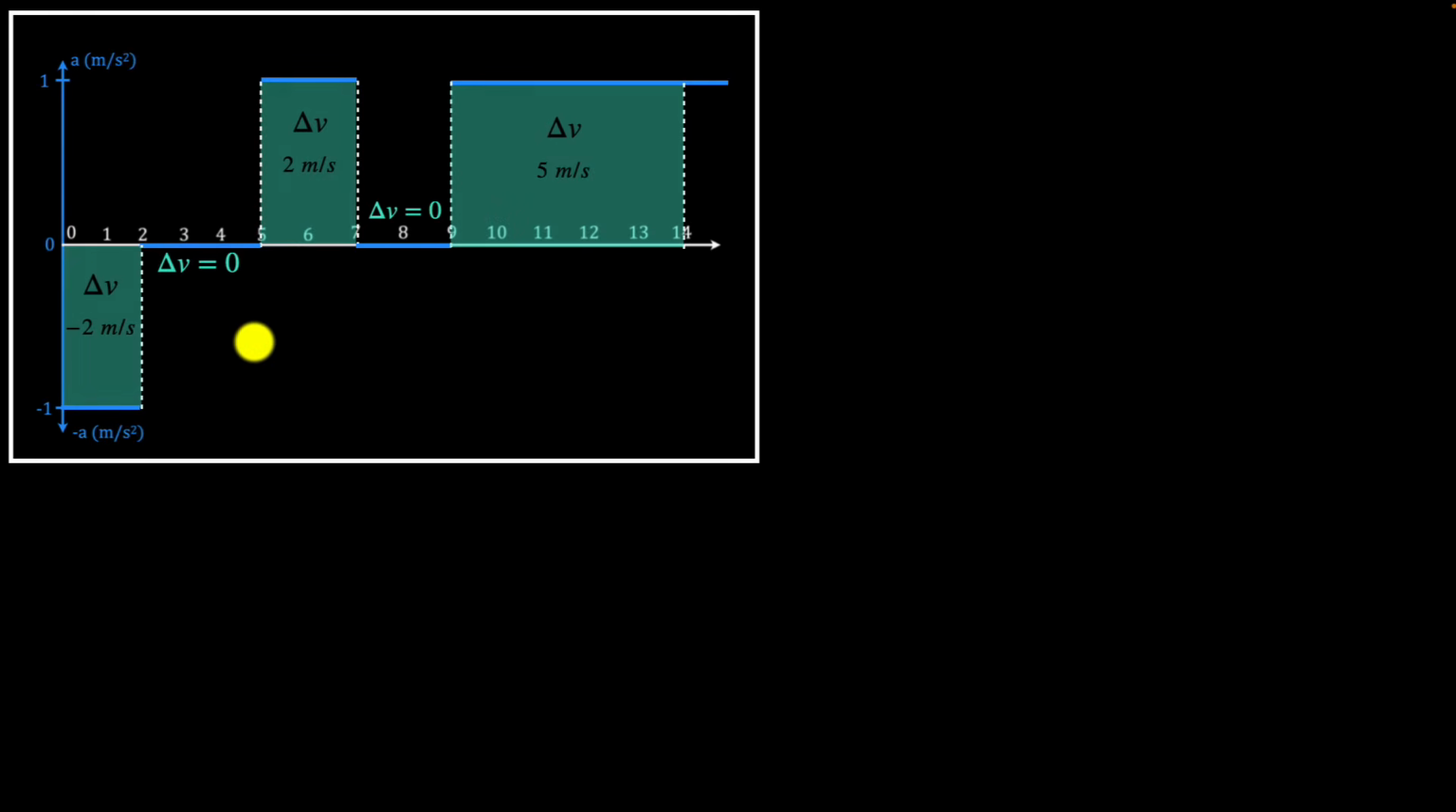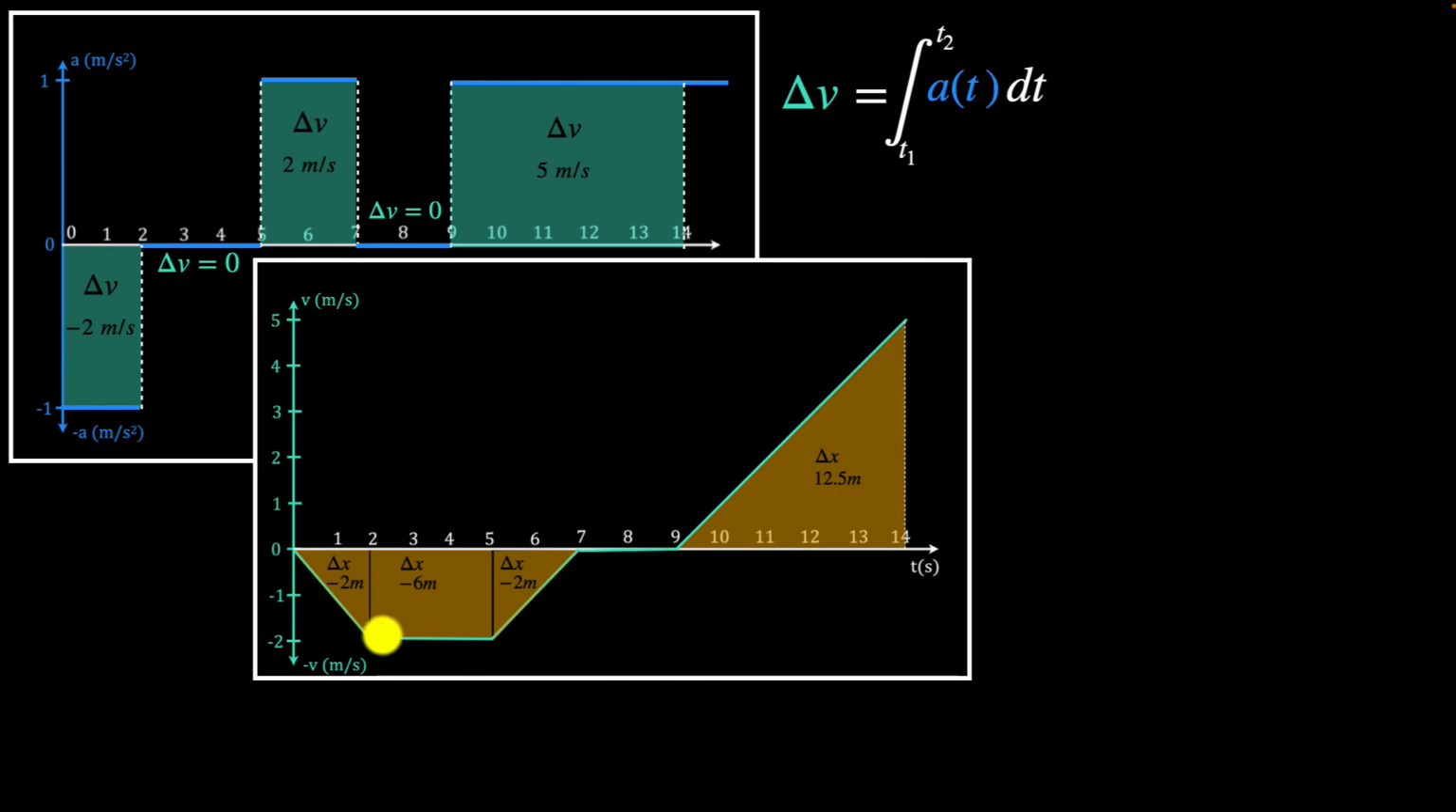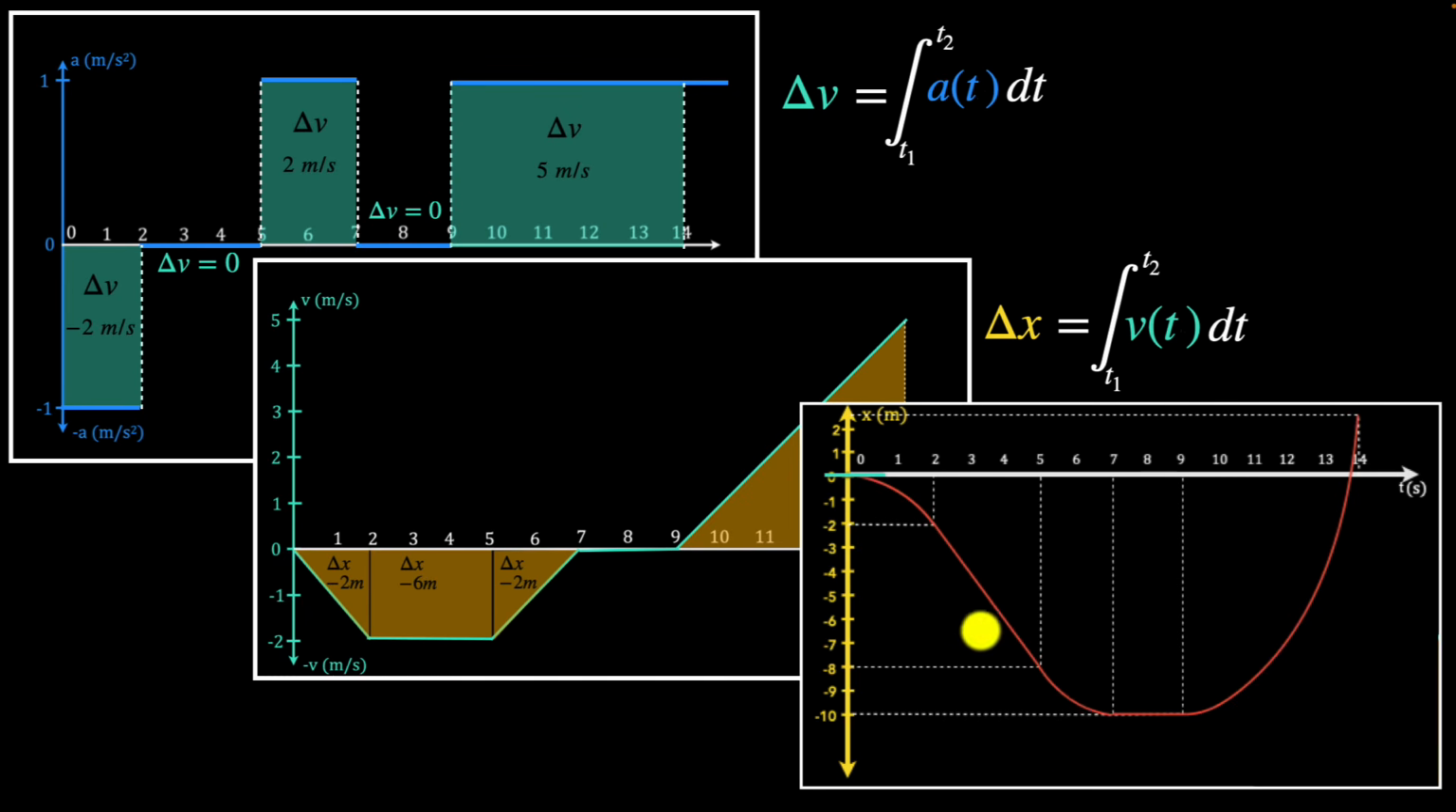Cool. So, long story short, when you have an acceleration time graph, if you find the area under the curve, you get the change in velocity. This also represents the definite integral of the acceleration over time. Using these changes in velocity, we can plot the velocity time graph. And now if you calculate the area under the velocity time graph, you end up with changes in position. And that represents the definite integral of velocity over time. And using these changes in position, we can plot the position time graph.